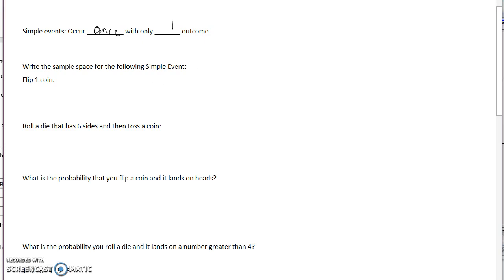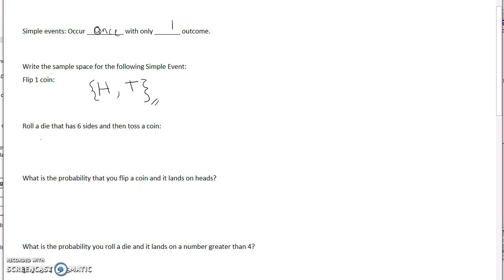So it says write the sample space for the following simple event. Flip one coin. This is very simple, but what can happen when we flip a coin? We can either get a heads or a tails. Now when we say list the sample space, we list all the outcomes possible, and then we put them in these little brackets that we call set notation.